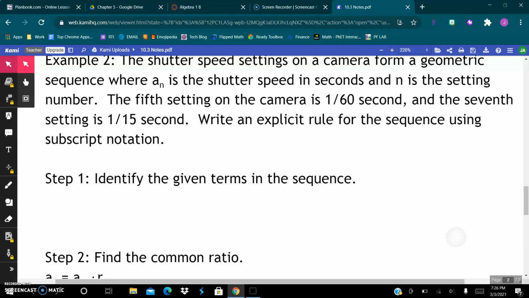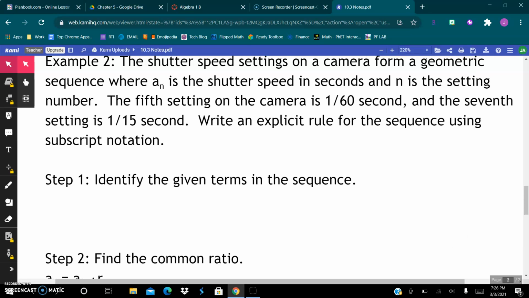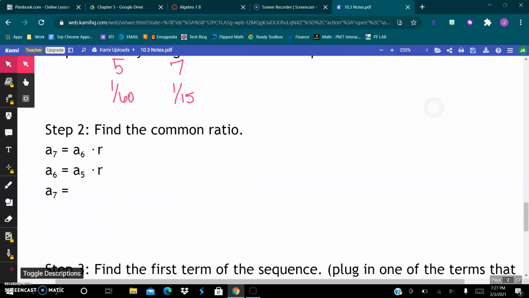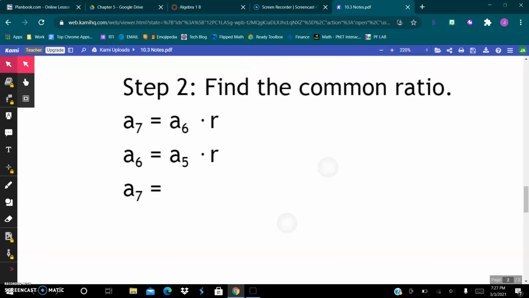So step 1, identify the given terms in the sequence. So the 5th term, the 5th setting, is 1/60th, and the 7th term is 1/15th. Now this part, finding the common ratio, is going to get a little bit tricky on us.